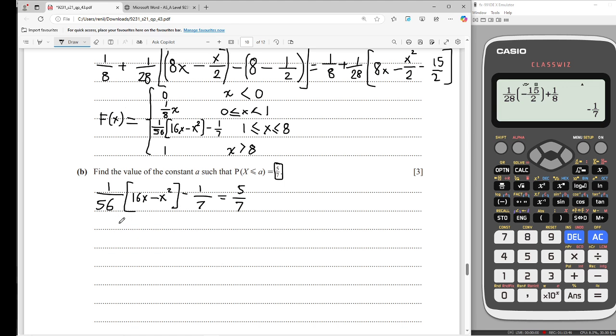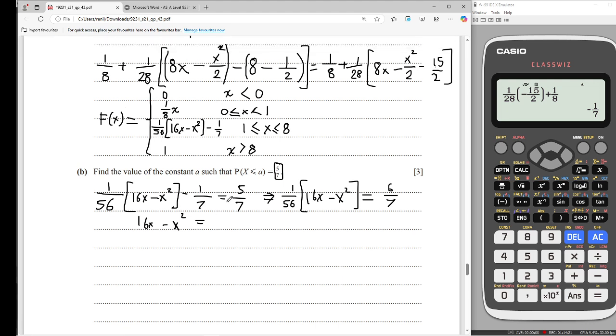Okay, so we got that set. Now we can simplify this. So we have 1 by 56 16x minus x squared, and when you add 1 by 7 to 5 by 7, you get 6 by 7. Okay, and let's multiply both sides with 56. So we have 16x minus x squared is equal to 56 times 5 by 6. So 56 itself is going to be a multiple of 7, which is with 8. So we're doing 8 times 6, or in other words, it's just going to be 48. Yeah, 48.